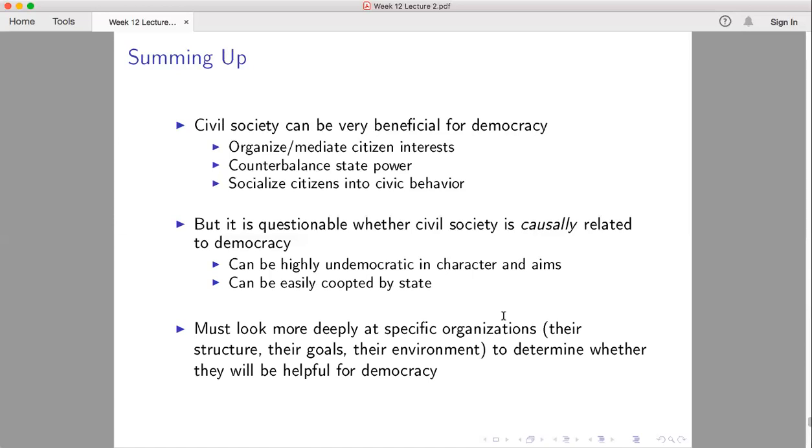And so as we're trying to analyze how civil society might relate to democracy, or whether it creates democracy at all, we need to look very deeply at specific organizations. We need to look at their goals. We need to look at their structure. We need to look at their political environment to see whether they're actually going to generate positive effects for democracy, or whether that's going to be more negative.